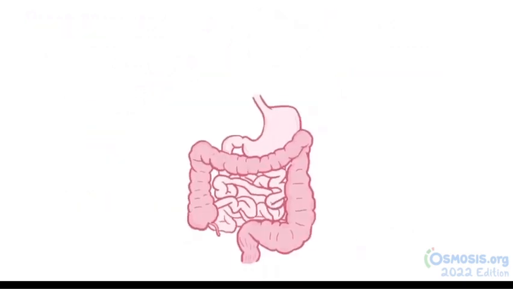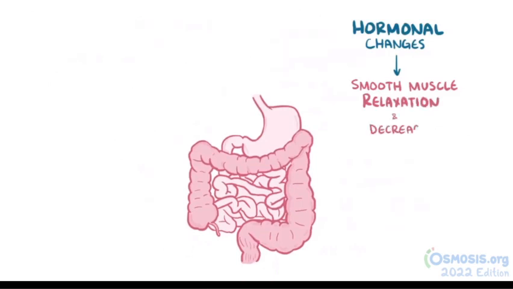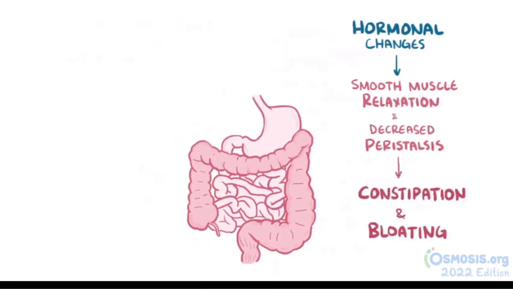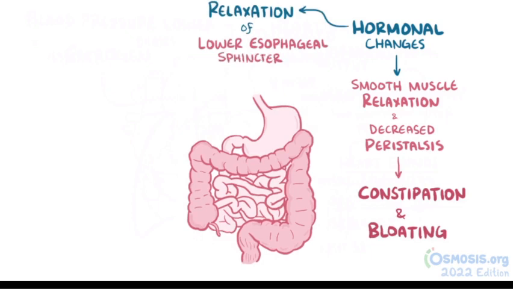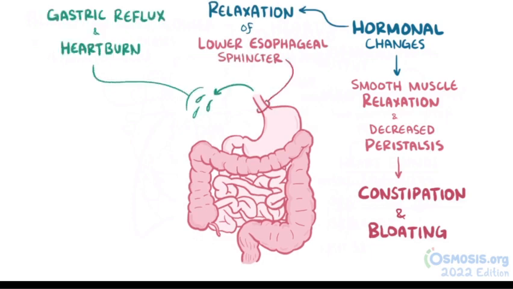In the gastrointestinal tract, hormones cause smooth muscle relaxation and decreased peristalsis, which sometimes leads to constipation and bloating. Stool softeners might help with this. It also causes relaxation of the lower esophageal sphincter, which can lead to gastric reflux and heartburn, which can be managed with proton pump inhibitors like omeprazole.